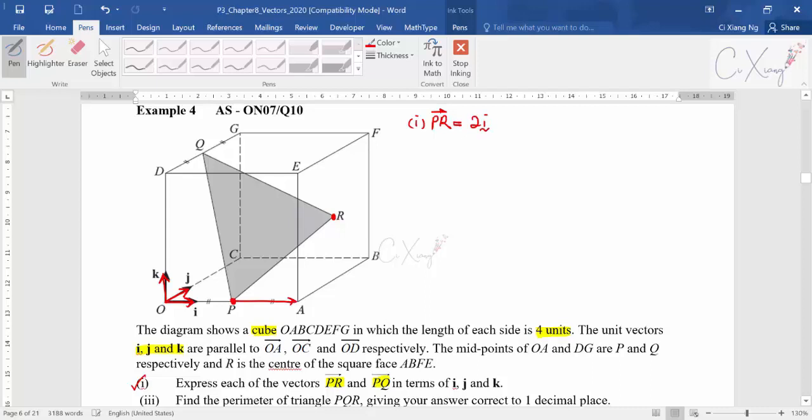After that, there are a few ways for you to do it. For me, I will go from A to the center of AB. From A to the center of AB, the direction is positive j, so I have plus 2j. Then I start from the midpoint here to go up and meet R. In this direction it should be positive k. What's the unit? It should be 2 also. So I end up with 2k here. So this is my PR.